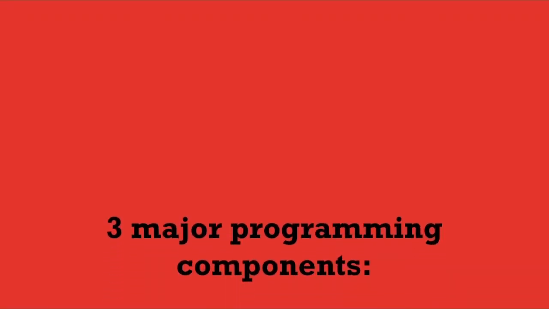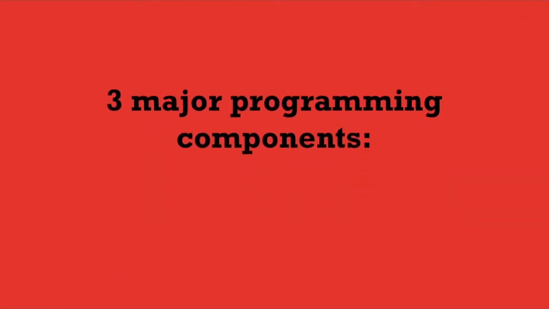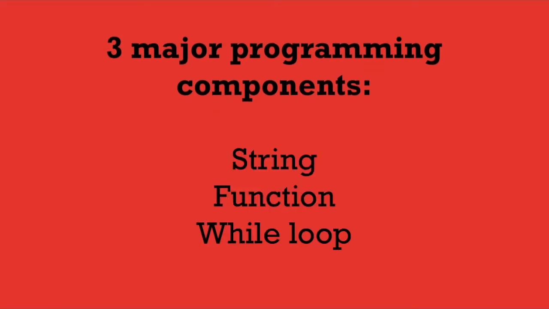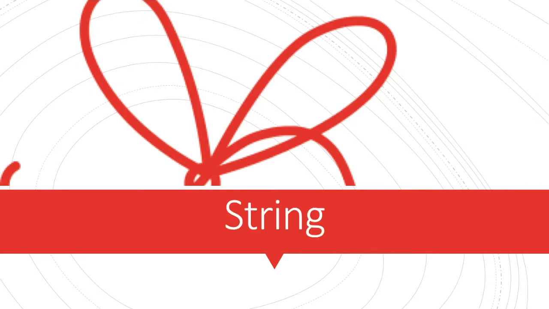But seriously, girl, how does it work? All right, well, let me show you. So the Magic 8 Ball has 3 major components: a string, a function, and what's known as a while loop. The first thing we're going to talk about is a string. A string is a sequence of characters, either as a literal constant or some kind of variable. A variable is a value that can change depending on the condition or information passed through the program.